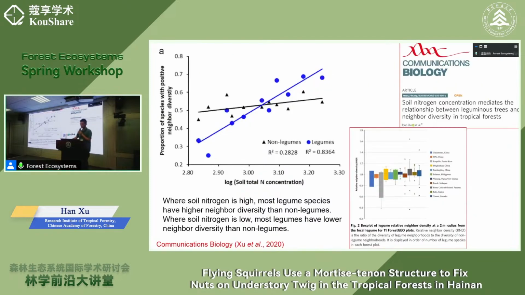And for the legumes, because you can see they have a very clear distribution pattern, we also studied how the soil nitrogen concentration can mediate the relationship between legumes and neighbor diversity. We found that where soil nitrogen is high, most legume species have a higher neighbor diversity than non-legumes. And where soil nitrogen is low, most legumes have a lower neighbor diversity than non-legumes. This is based on 12 big plots across the world.